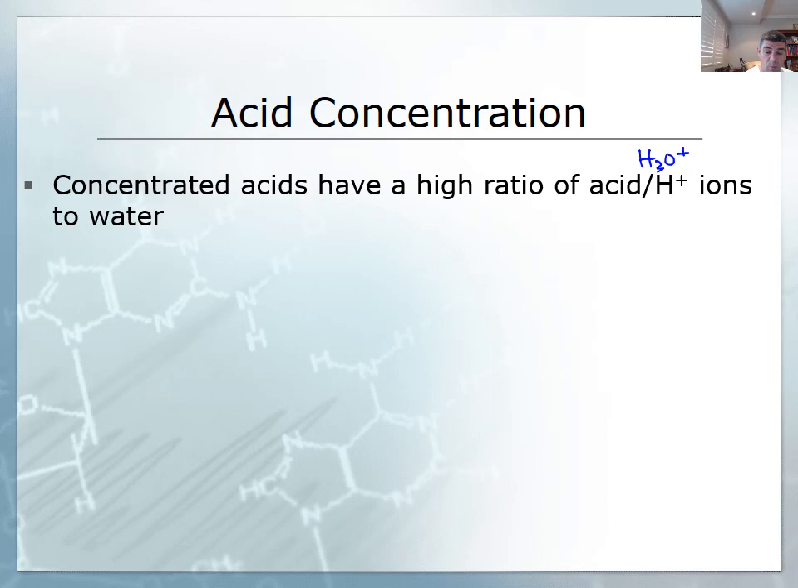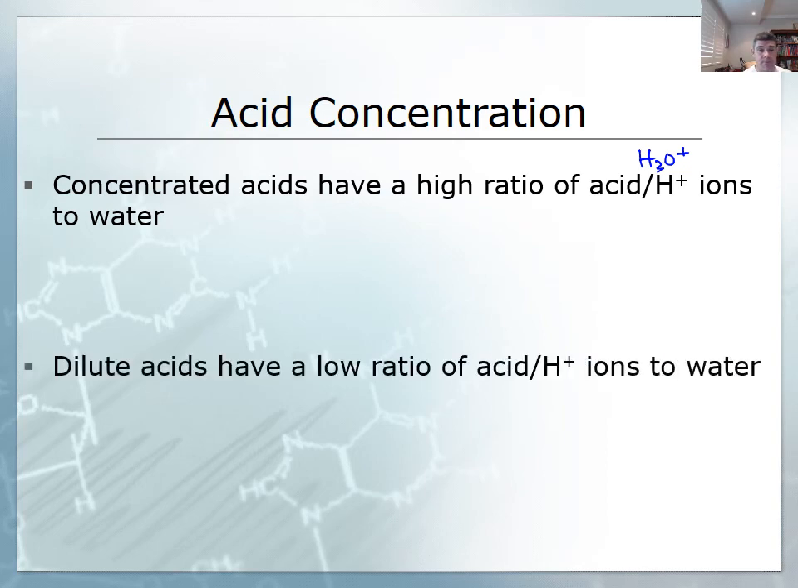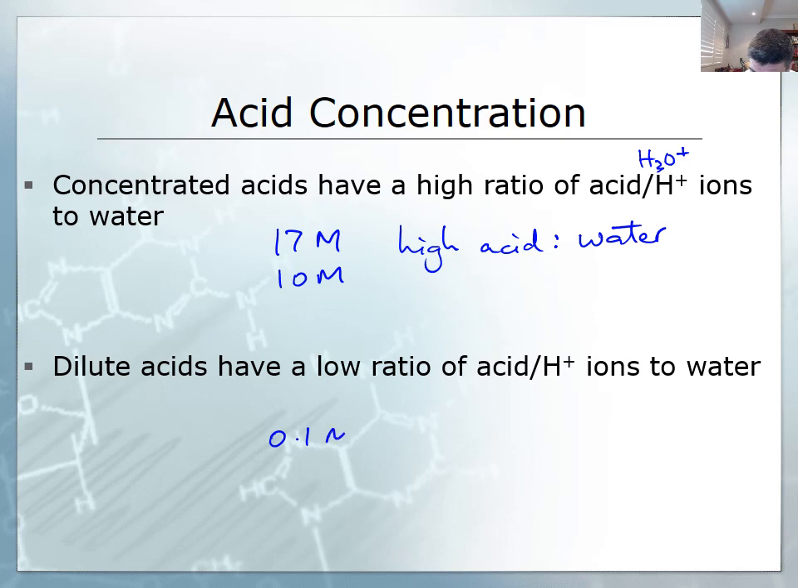In terms of concentration, we're simply talking about the ratio of acid or H plus or even H3O plus ions to water in the solution. Dilute acids have a very low ratio and concentrated acids have a very high ratio. So a 17 molar solution, a 10 molar solution, these have high acid to water ratios, whereas a 0.1 molar solution, 0.01 molar solutions have low acid to water ratios.